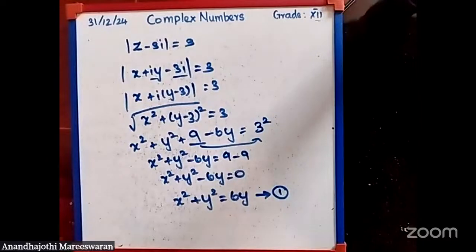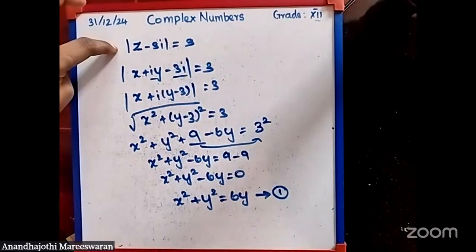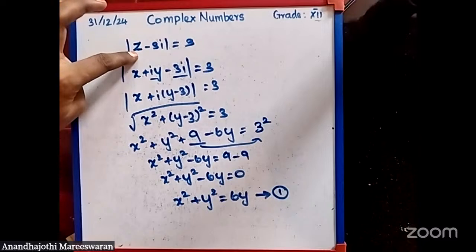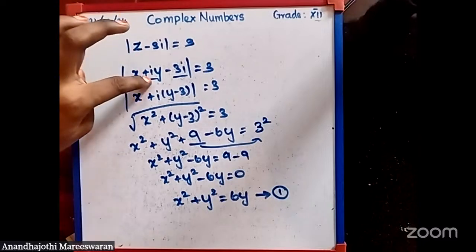Everybody is clear? I just took what is given in the question, modulus of z minus 3i equals 3. We replace z with x plus iy, and we separate the real and imaginary parts.